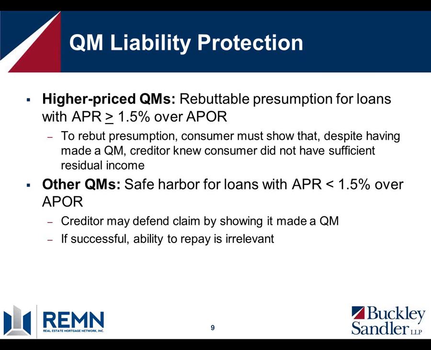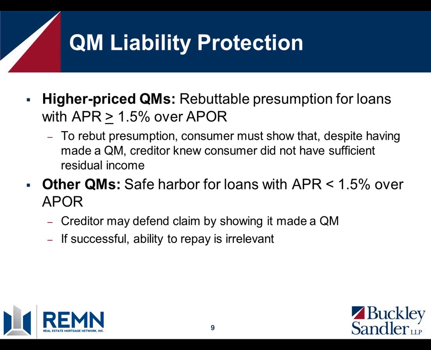Okay, so this is the liability protection that you get for making a qualified mortgage, and it's split in two based on the APR of the loan. If it's a higher priced qualified mortgage, then you get a rebuttable presumption of compliance. The higher priced loan is the same as for higher priced mortgage loans under Reg Z today. It's 1.5 or more points over the average prime offer rate.